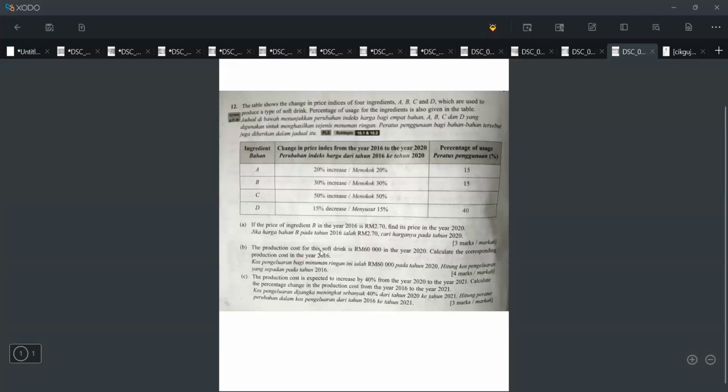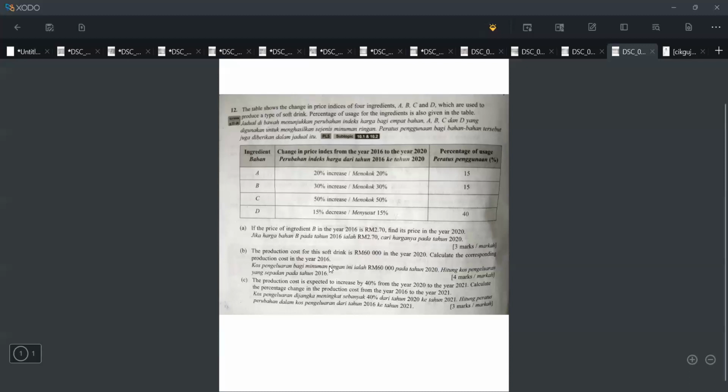They say the price in 2020 is 60,000. You want to find the price in 2016, but this is for soft drink, which means it's not for ABCD, so you have to use the average. The question never gives you the average either, so you have to find the average by yourself. How to find the average? Use the composite index formula, multiply and add. How to get the weightage here? Just take 100 minus 40 and minus all of these, because it's a percentage, so the total is 100.